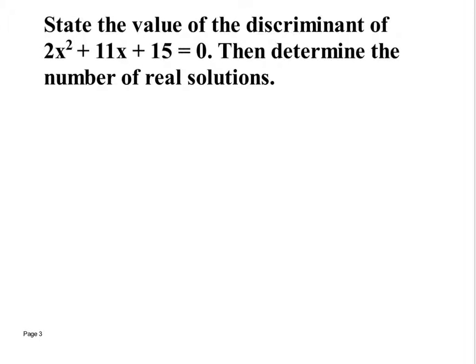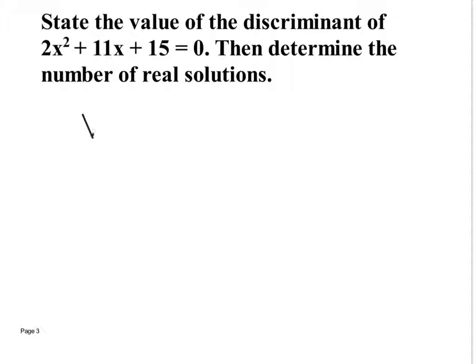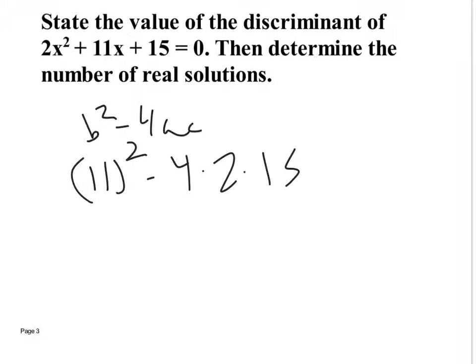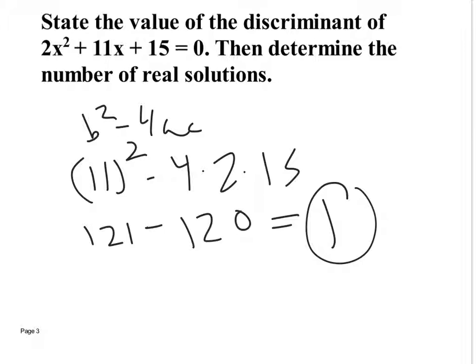Alright, so you need to write the quadratic equation here: 2x squared plus 11x plus 15. It's already in standard form, so I just need to fill out b squared minus 4ac. B is 11, so 11 squared minus 4 times 2 times 15. 11 squared is 121 minus 4 times 15, which is 60. 60 times 2 is 120. So 121 minus 120 is 1. 1 is positive. The value of my discriminant is positive, so that means I'm going to have 2 real solutions. If you just wrote 2 solutions, that'd be fine too.